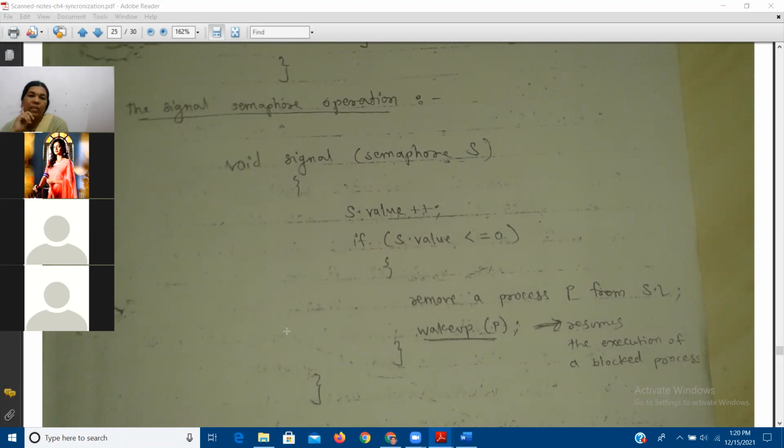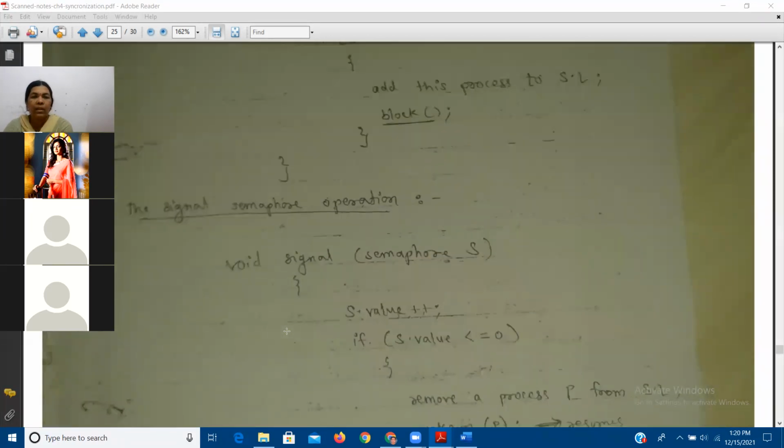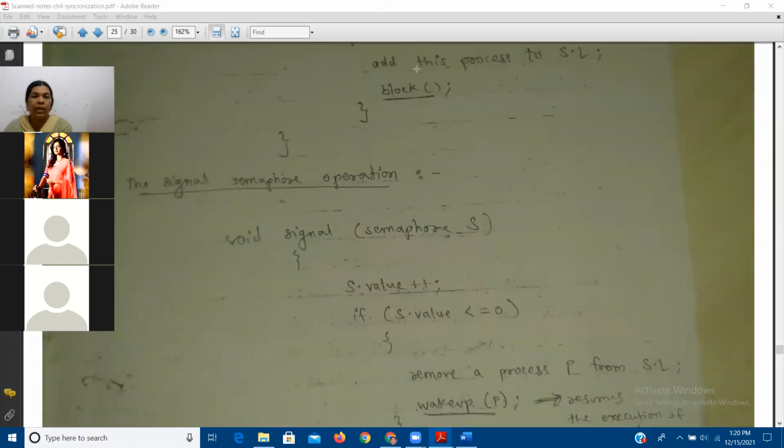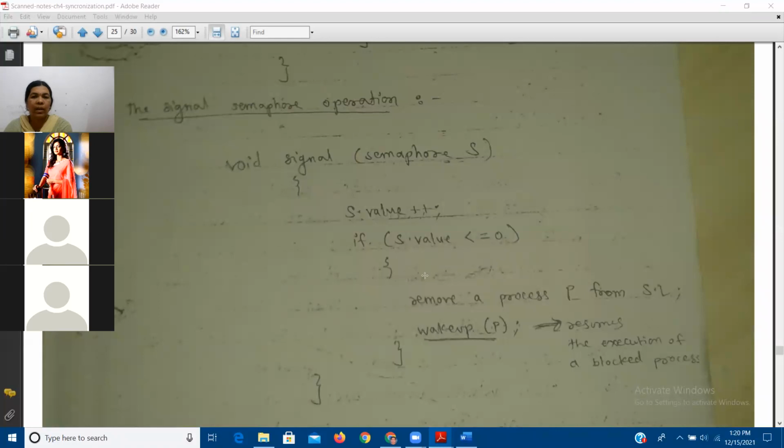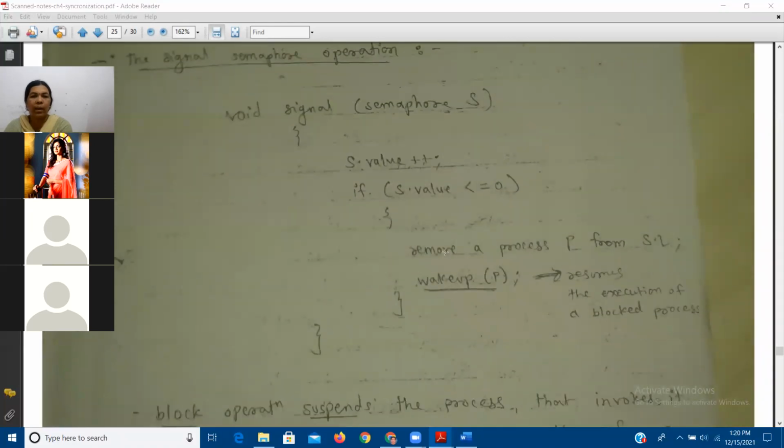So here two operations are used. One is wake up and another is block. So we are allowing processes to go into the block state, and wake up means that the process will be woken up from the waiting state. So it comes from the waiting state to the ready state, and from the ready state it goes to the running state.